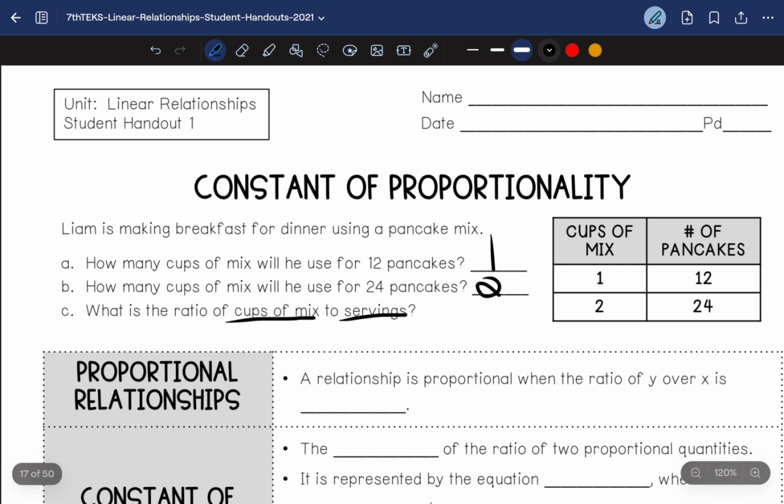And then C says what is the ratio of cups of mix to servings? So it's important that you write it in the order that it's stated. So cups of mix, well, they had 1, and then the serving was 12. And then the other ratio is 2 to 24. But if we simplify that, I could divide both these numbers by 2, and I would get 1 to 12. So that ratio simplifies each and every time to 1 to 12.